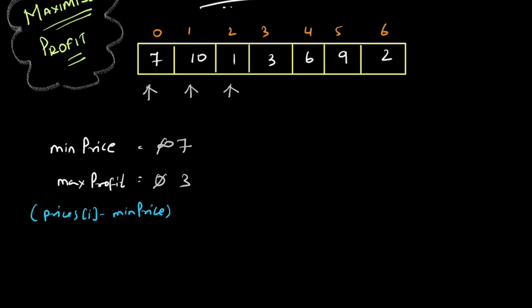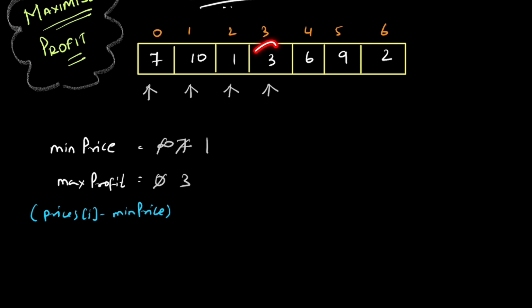At index 2, we'll check whether this price is less than the minimum price. Yes, so we'll minimize it to 1. And what will be the maximum profit? It will be the difference between 1 and 1, which gives us 0. But maximum profit is already 3, so we'll not maximize it. Now we'll go to index 3.